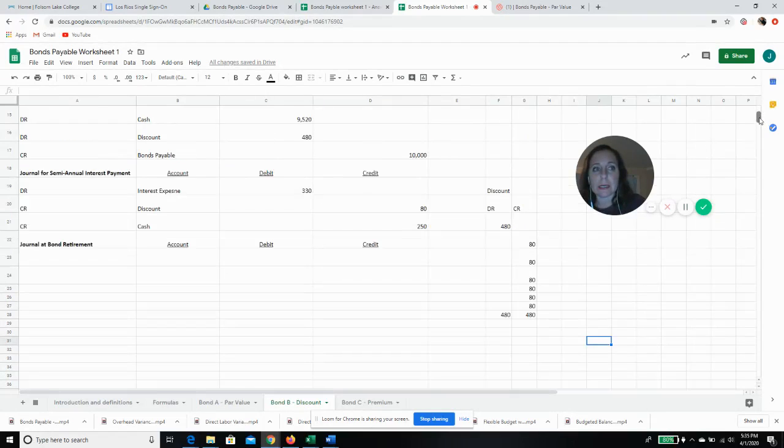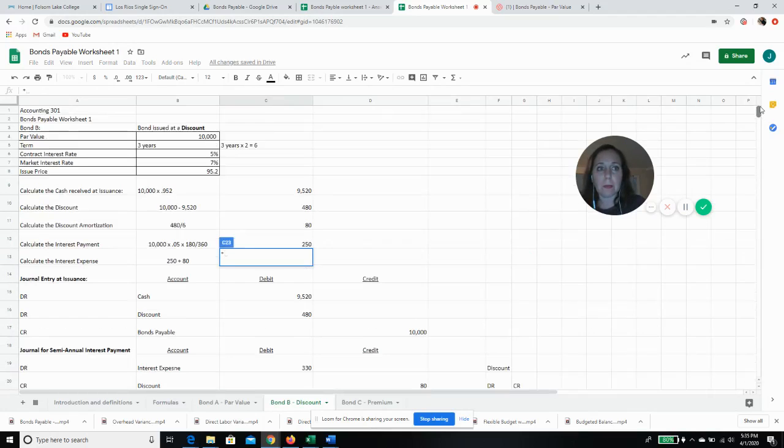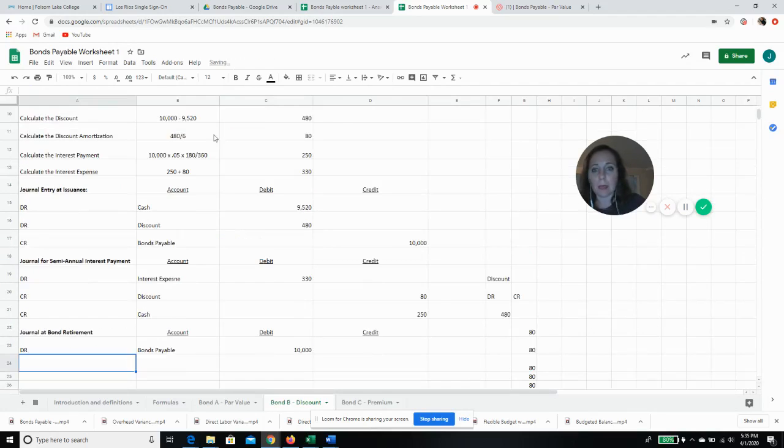All right, so then our journal at retirement is always the same. It's a debit to bonds payable for par value and a credit to cash for par value.